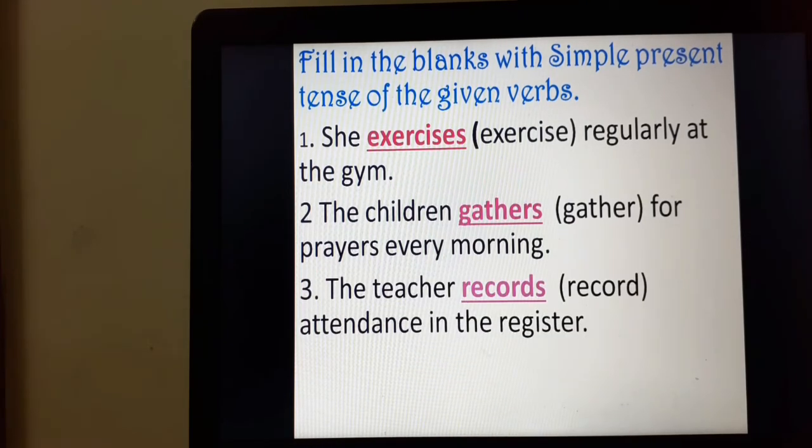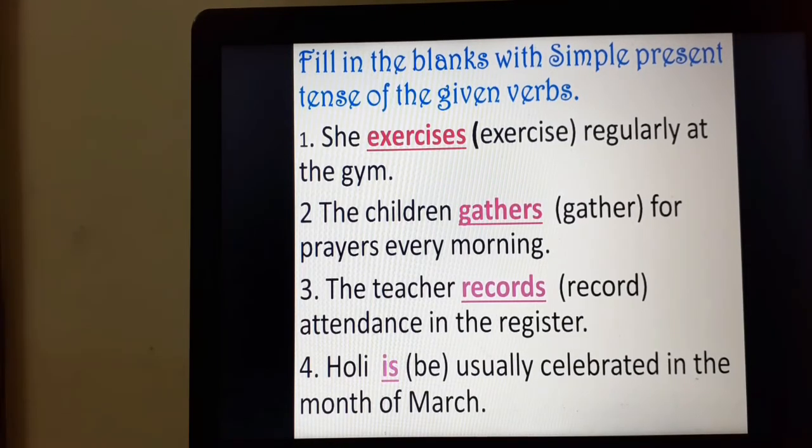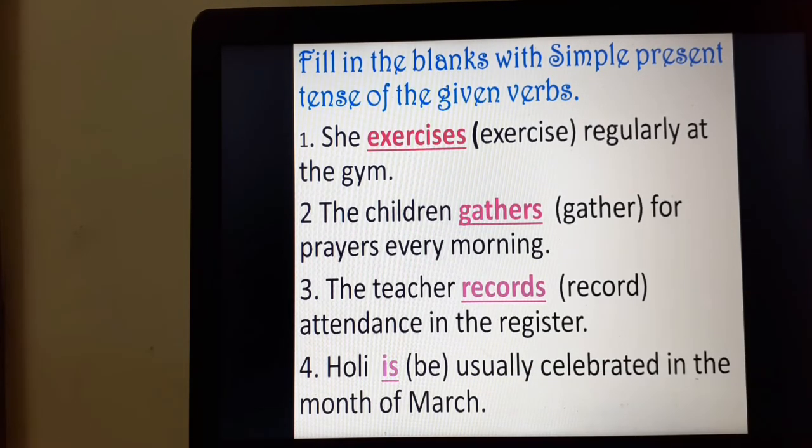The teacher records attendance in the register. Holi is usually celebrated in the month of March. So as you can see that be is there in the bracket, and we know in the present form of be is, am or are, and as you can see that Holi is singular in number and is the name of a particular festival, we have used is.